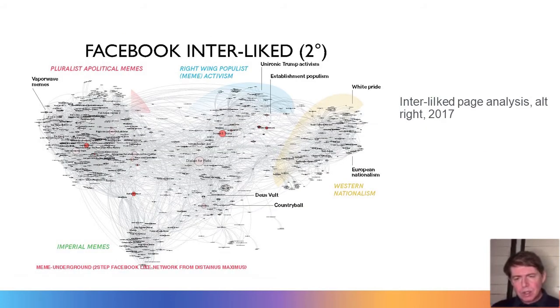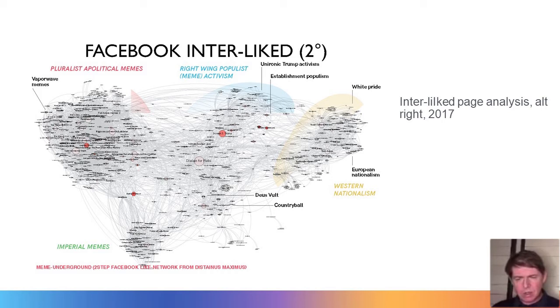So the next one is a network graph, a network visualization, and here it's a visualization of pages that link to one another. On Facebook, pages can link to other pages. They can also have related pages, so you could in fact make a network on the basis of Facebook's recommendation algorithm, or make a network on the basis of which page links to which page. And this again is the alt-right.